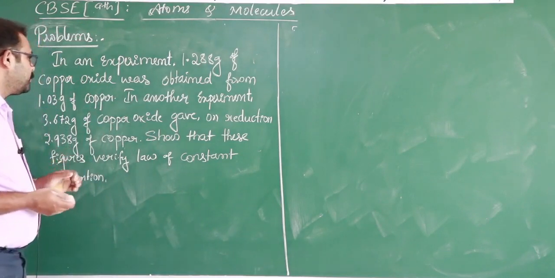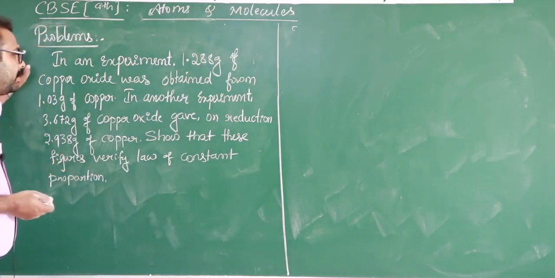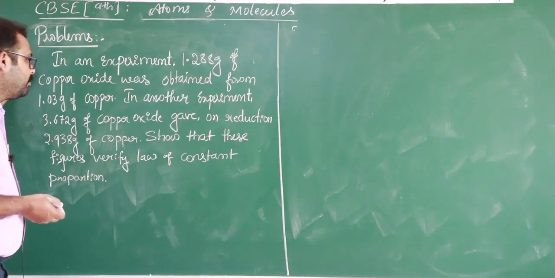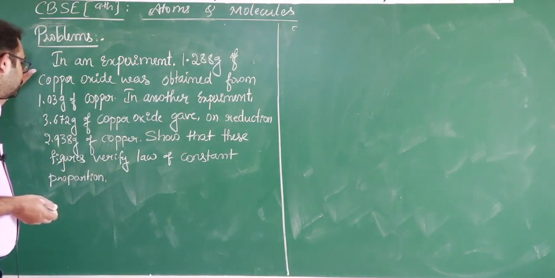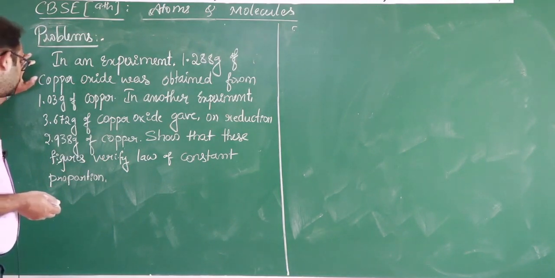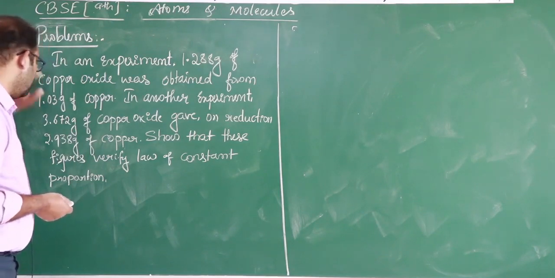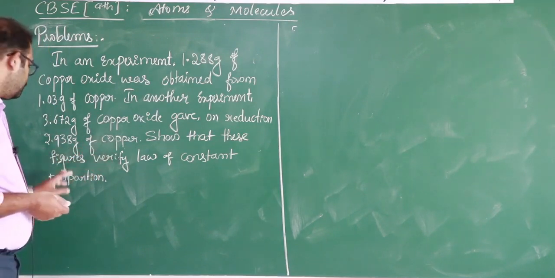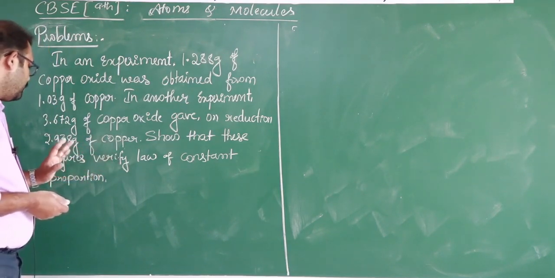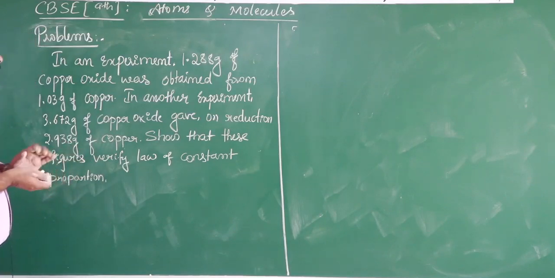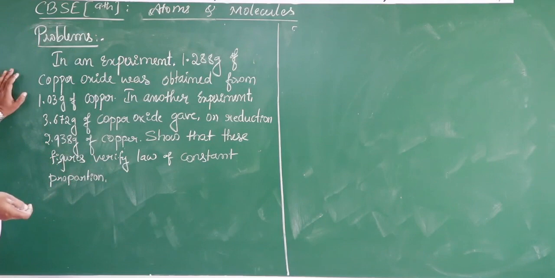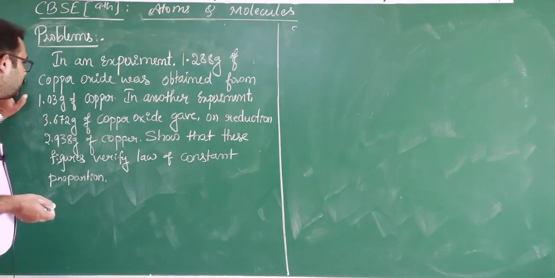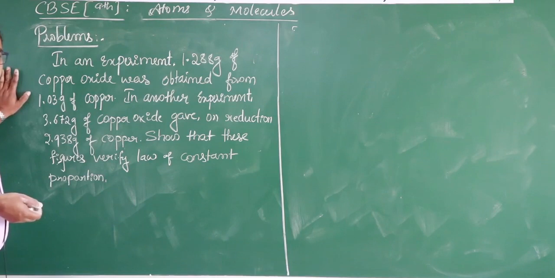Okay. So here in an experiment, 1.288 gram of copper oxide was obtained from 1.03 gram of copper, and in another experiment, 3.672 gram of copper oxide gave on reduction 2.938 gram of copper. So show that these figures verify the law of constant proportion. Here they have given two chemical equations. One is the formation of copper oxide, another one is the decomposition of copper oxide, and they have given values also.